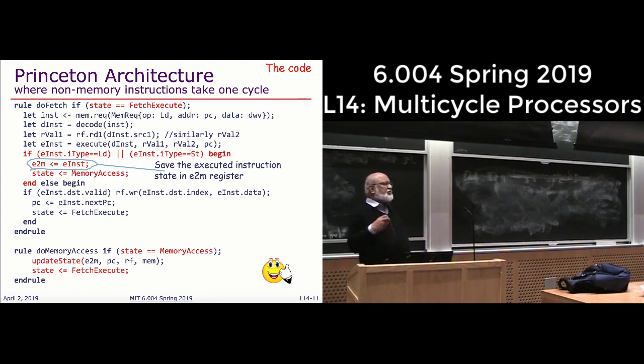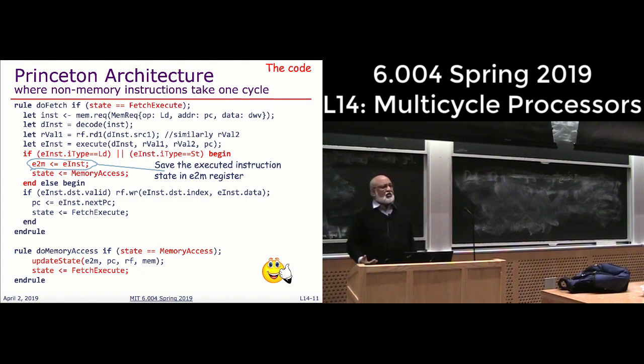Then whatever information I have gotten so far, I put it in this register called E to M, execute to memory. And if I put something in E to M, that means I have to go to another state, which I'm calling the memory wait cycle or memory access cycle. If it is not a load or store, then what do we do?